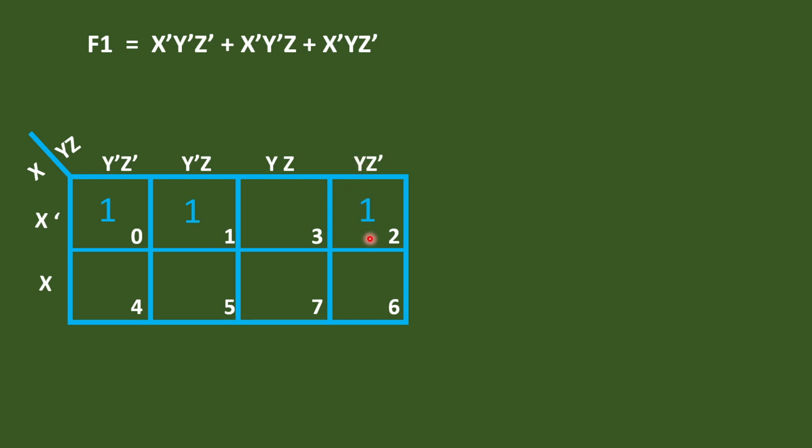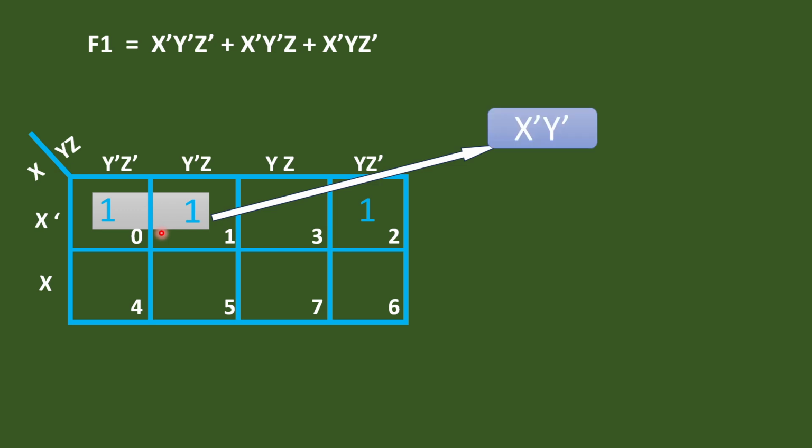Now we are going to group them. So we can group it like this. This is our first loop and its expression is X dash, Y dash. How do we get it? Here we have X dash. Column-wise, we have Y dash Z dash and Y dash Z. So Y dash is redundant, so we can take it once here, and Z dash and Z are complements of each other, so they can be cancelled. So we got X dash, Y dash.